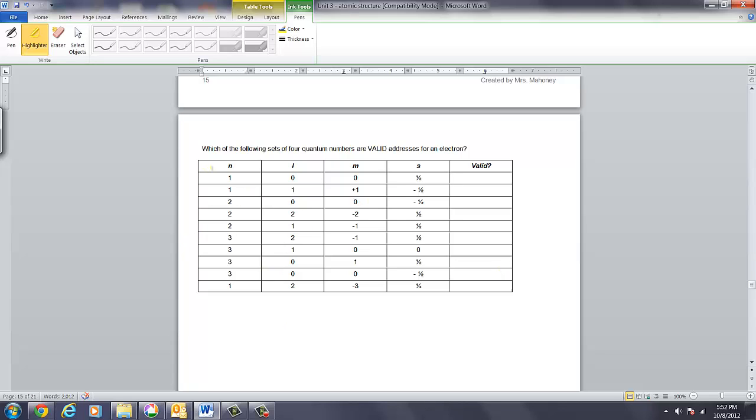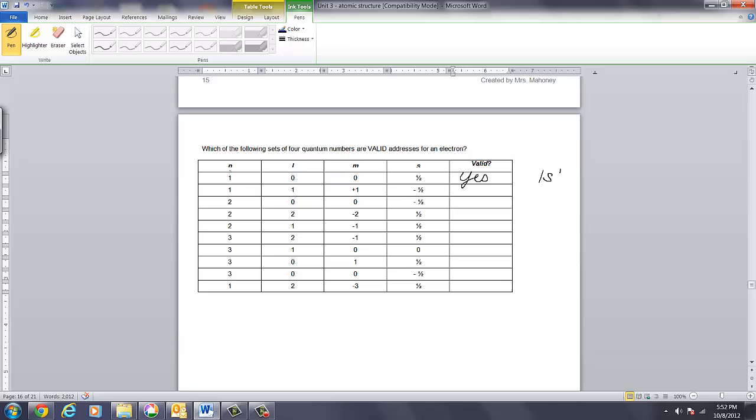It's saying that I have n is 1. I'm going to go back to my pen. n is 1, this would be a 1s. If this is an s, this has to be a 0, and this is up. Is this valid? Yes, this would be a 1s, probably a 1s1. Can I write that? Yeah, that's valid.